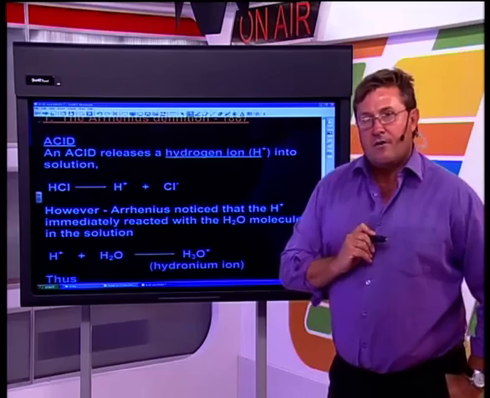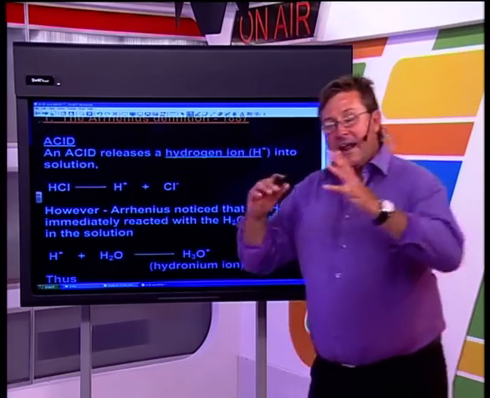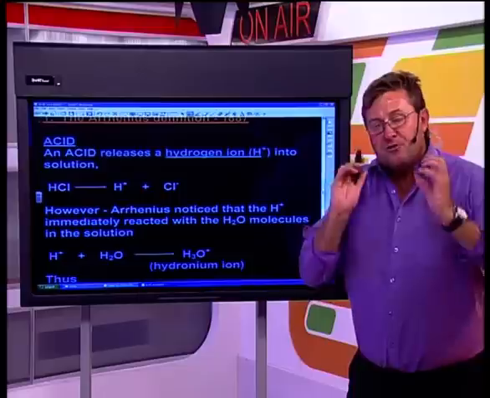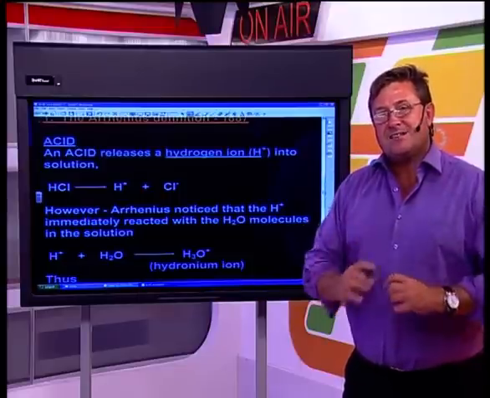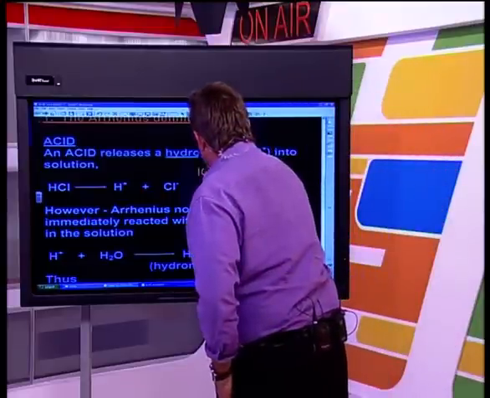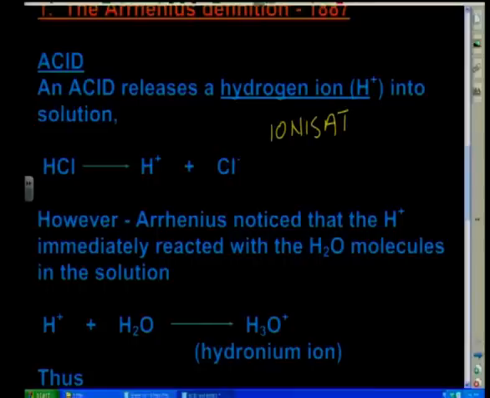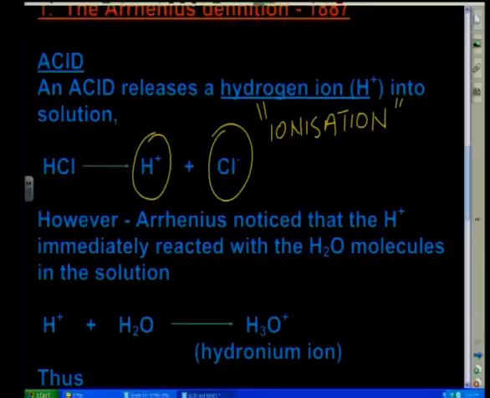So if I take hydrochloric acid, HCl, what actually happens is that it undergoes a process known as ionization. I'll write that down. Ionization allows the molecule to break up. Remember guys, HCl is a covalent molecule. It breaks up into individual ions, so we're going from a covalent molecule to ions, and therefore we call that process ionization. And it releases a hydrogen ion into the solution.